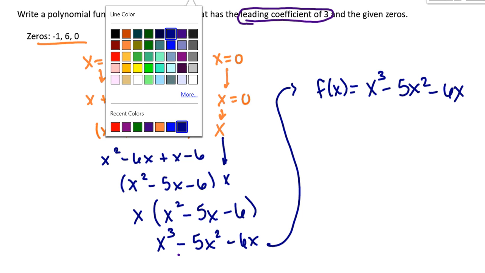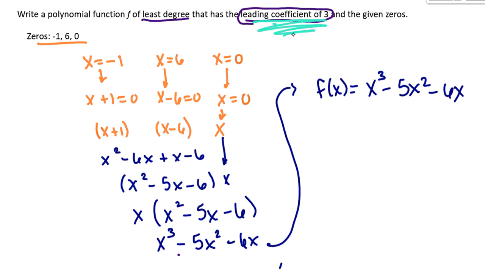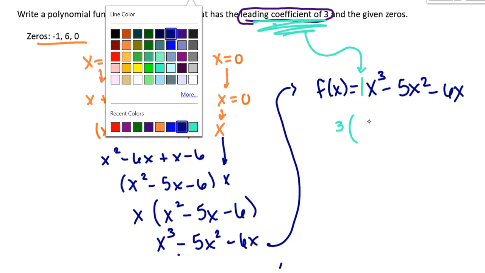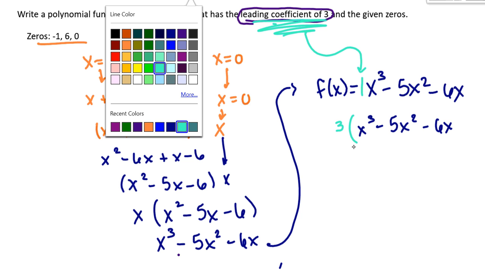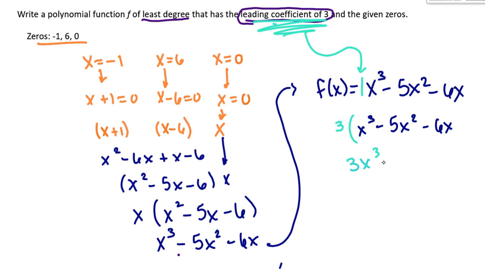All right, now let's go back to the idea that this leading coefficient is supposed to be 3. Right now, the leading coefficient is 1. So the only way to turn that into a 3 is to multiply everybody by 3. So we're going to take 3 and multiply every term by it. You can't just multiply the first one. Think of it as a GCF. So now it becomes 3x cubed minus 15x squared minus 18x. Put your f of x out front, and that's it.